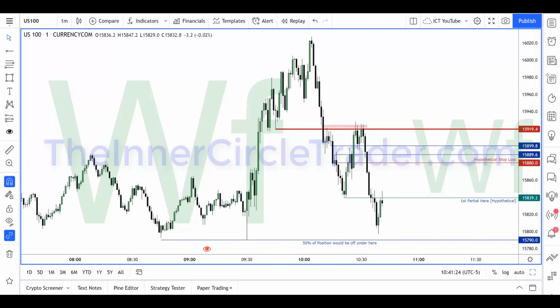All right, and now what I have here is, let's assume for a moment you had, let's say, 100 lots. And I know most of you can't do that, okay? But let's say it's 100 lots or 100 contracts of the NQ. And we're using US 100 here as an example.